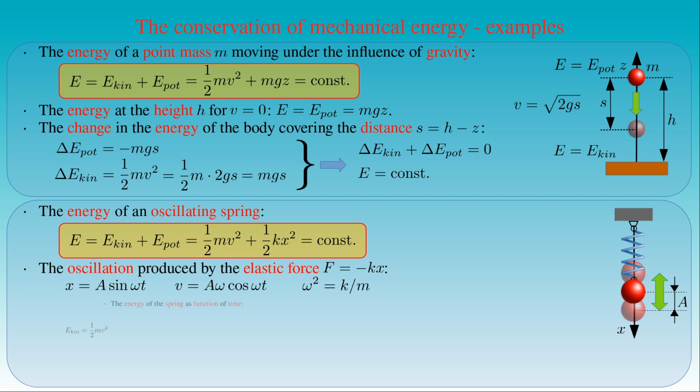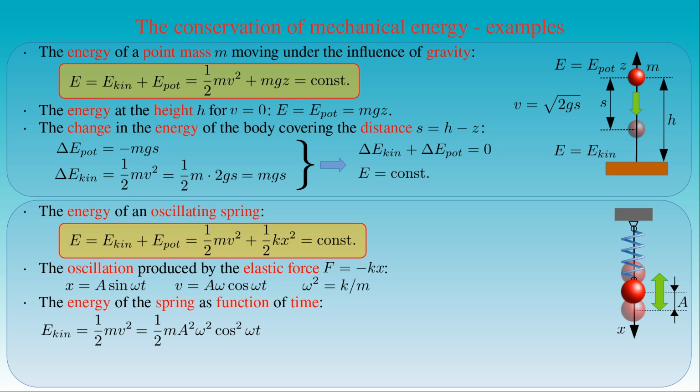The kinetic energy of the point-like body can be written as 1 over 2 times m times a squared times omega squared, times the square of cosine omega t. If we insert the expression defining omega squared into the equation, we obtain 1 over 2 times k times a squared times the square of cosine omega t. For the potential energy of the point mass we obtain 1 over 2 times k times a squared, times the square of sine omega t.